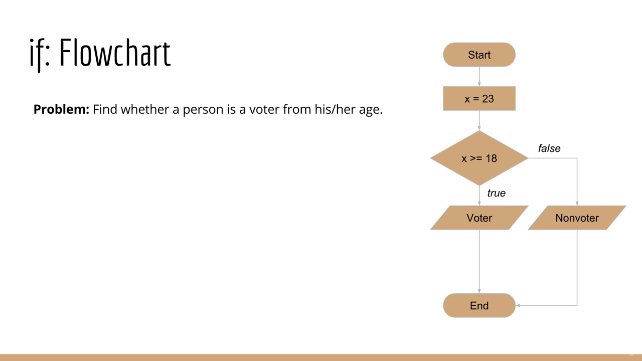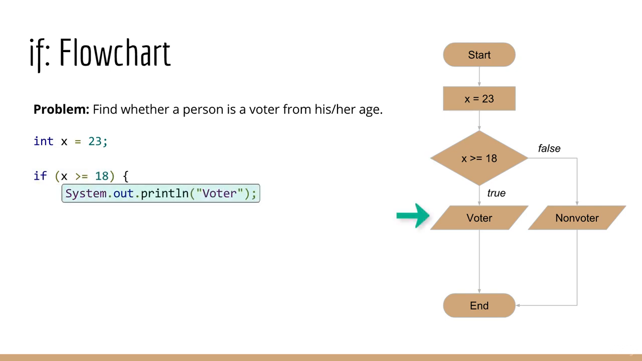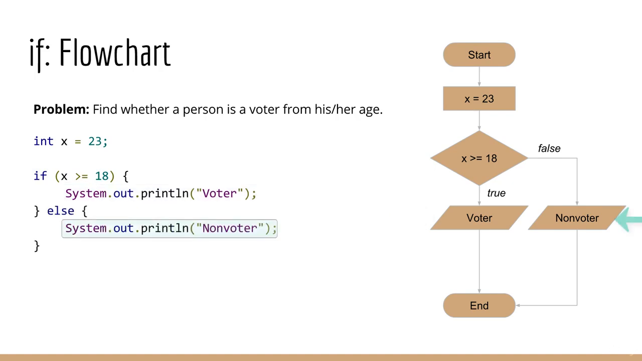Let's write down the Java code from the flowchart that we have seen in the previous lecture. First, I am declaring and assigning an integer variable x. For the decision diamond, I am writing the condition inside an if statement. When the condition is true, I am printing the text voter. Otherwise, I am printing the text non-voter inside the else section. See, it was much easier to understand and write the code with the help of a flowchart.